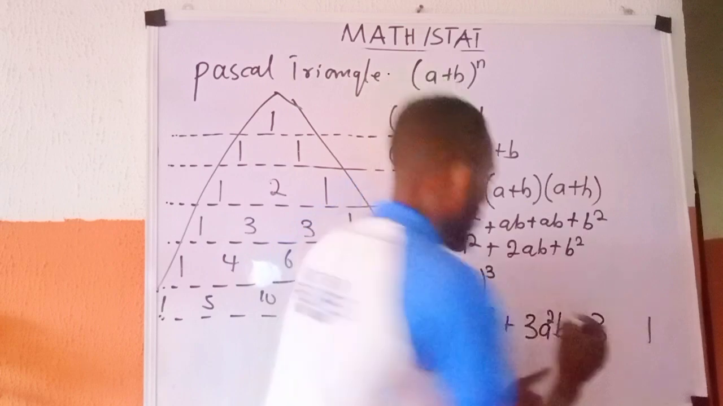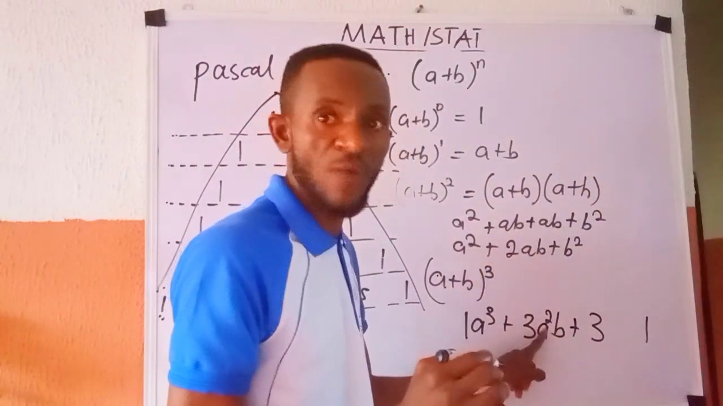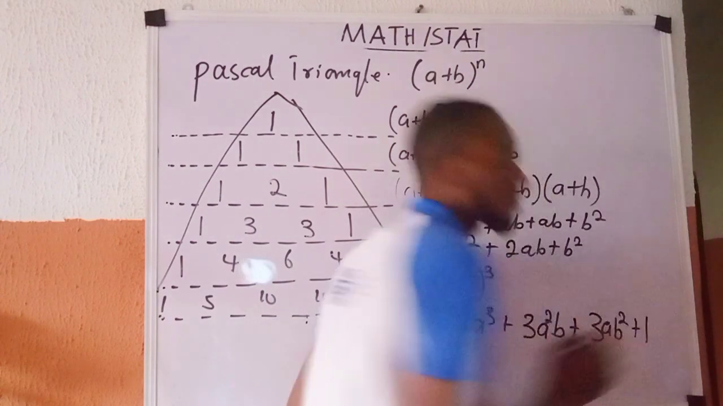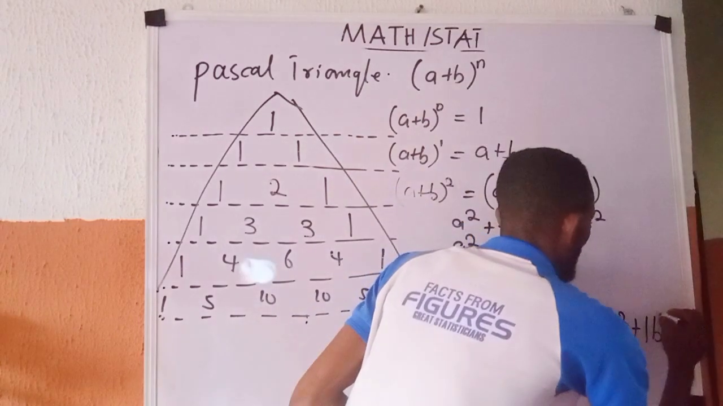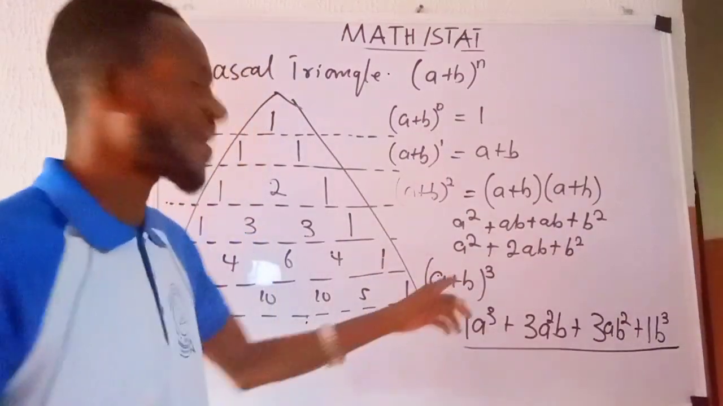When I come over, I will now say plus. When I come over here now, my A equally will now reduce by 1. Then I will now have ordinary A B raised to power 2 plus. Then when I come here now, I will now have B raised to power 3. And this becomes your answer when they ask you now to expand this.